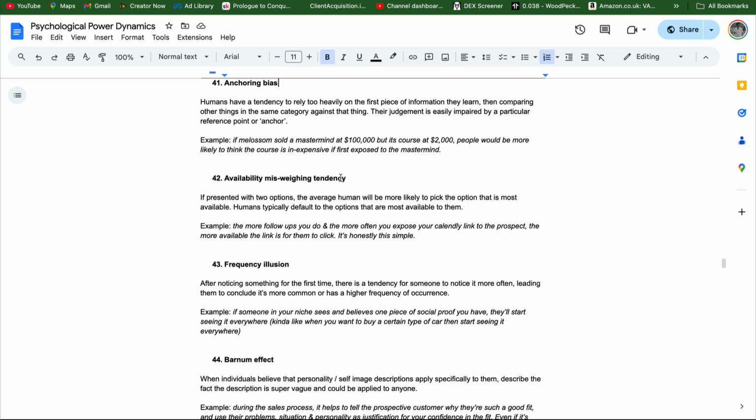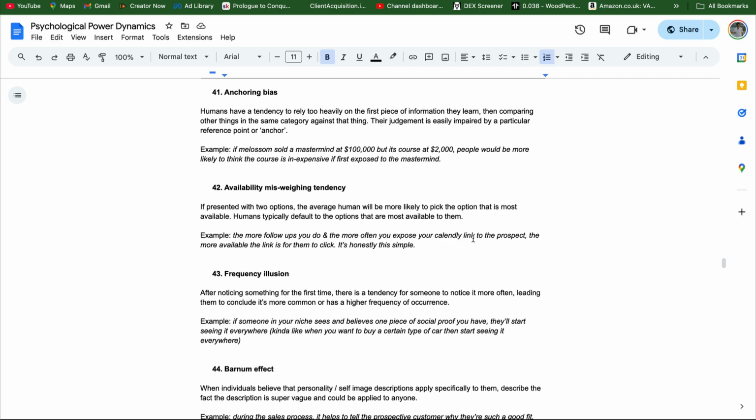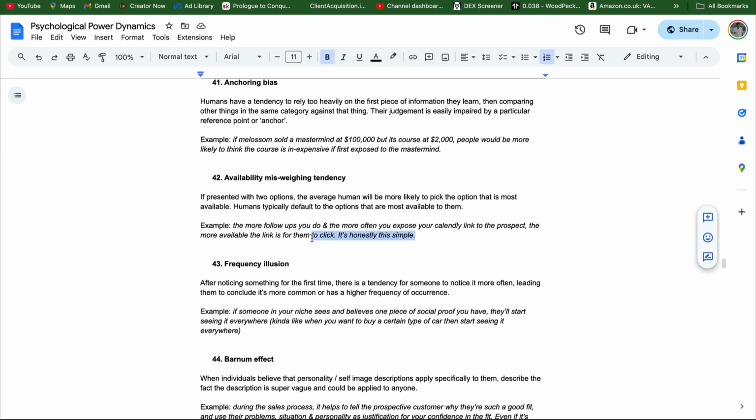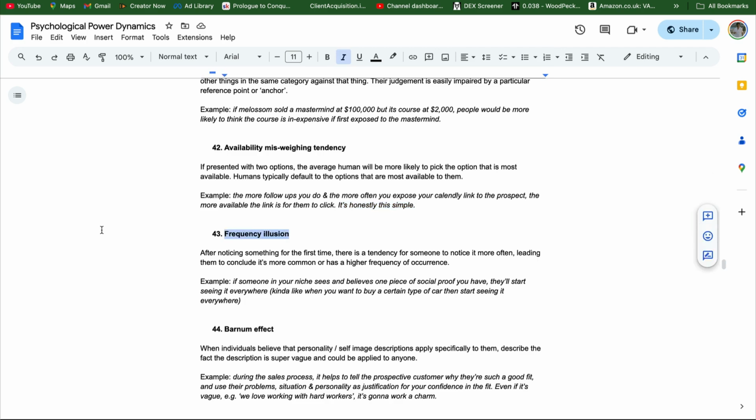Availability, misweighing tendency. If presented with two options, the average human would be more likely to pick the option that is most available. Humans typically default to the options that are most available to them. Example, the more follow-ups you do and the more often you expose your calendar link to the prospect, the more available the link is for them to click. It's honestly that simple. That's why follow-ups work so well.